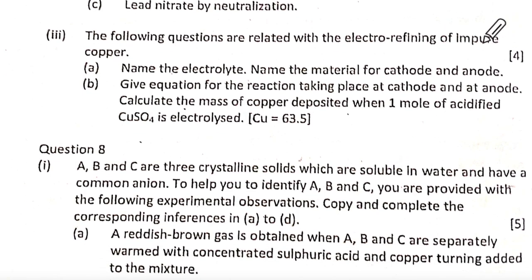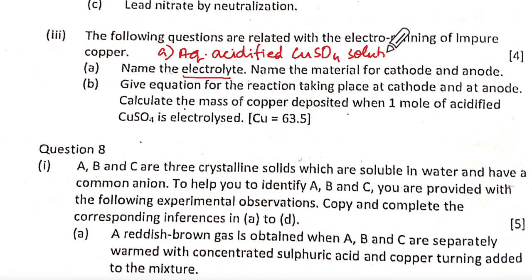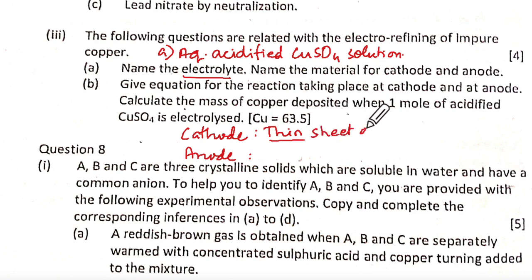Electro refining of impure copper. What is the electrolyte I would use? Acidified aqueous copper sulfate solution. Very good. I'm glad you mentioned acidified also. You have to spell it out, okay? I'm just writing the formula. Name the material for cathode and anode. What is cathode? Thin sheet of pure copper.